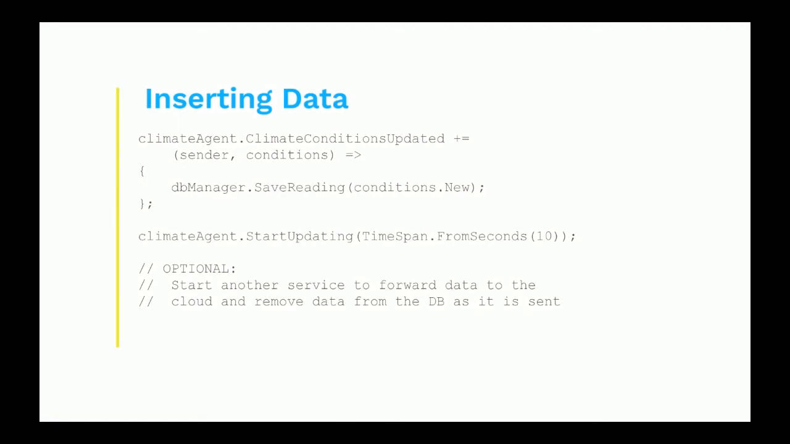We've also gone here on the agent, we've told it to start updating, which then will trigger that event. An optional item here is you could have a store and forward service that takes data out of that database, forwards it onto the cloud or to some remote service, and then once it has successfully been inserted remotely, go ahead and delete it from the local database.